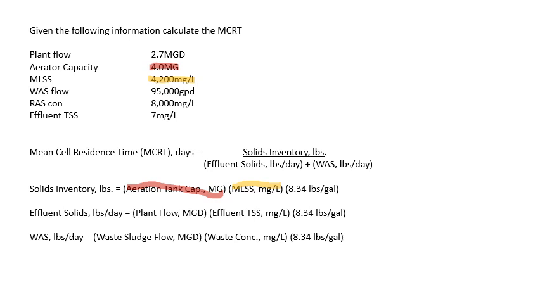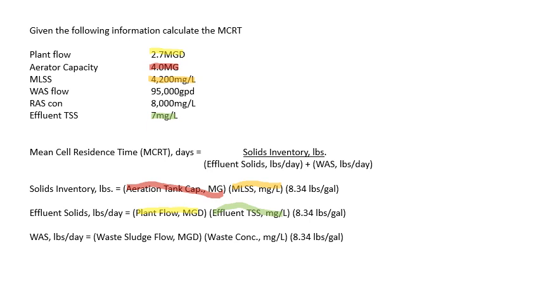Your effluent solid pounds per day is equal to your plant flow in million gallons a day, which is 2.7 million gallons a day, times your effluent TSS, and that is 7 milligrams per liter, times 8.34 pounds per gallon.